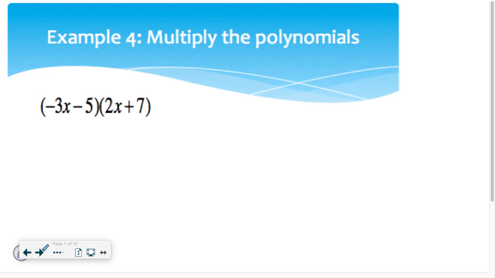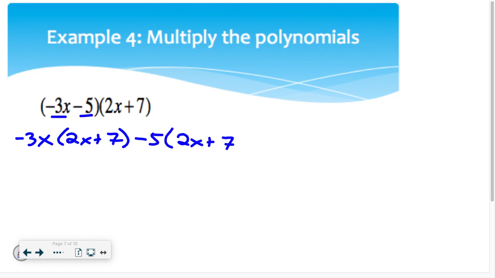Here we're going to distribute with 2 binomials. The concept is still the same. We're going to take each term in the first one and multiply it by both terms in the second. And this is what it kind of looks like. So I'm going to have negative 3x times 2x plus 7, and then a negative 5 times 2x plus 7. This is what happens when we do our distribution.